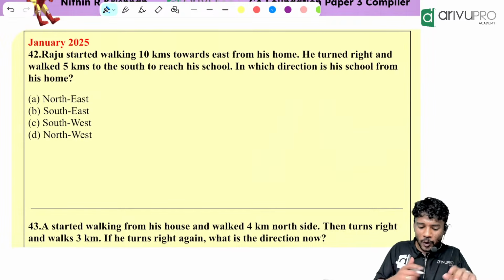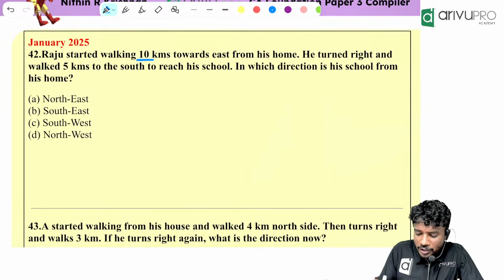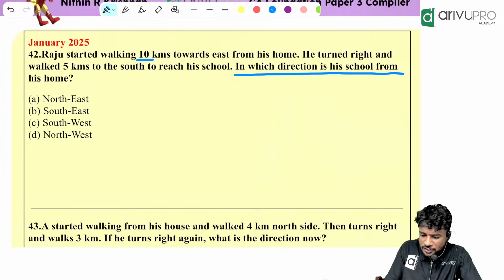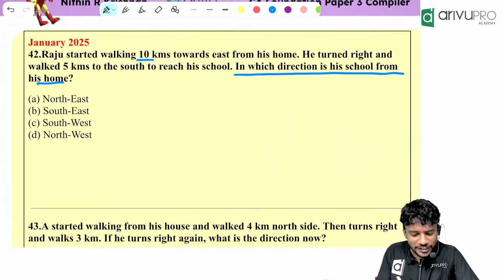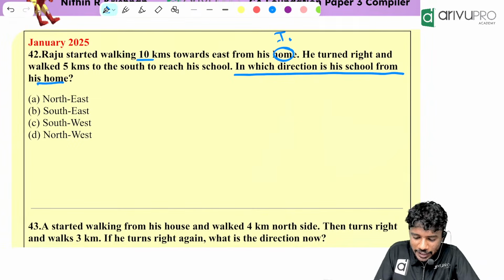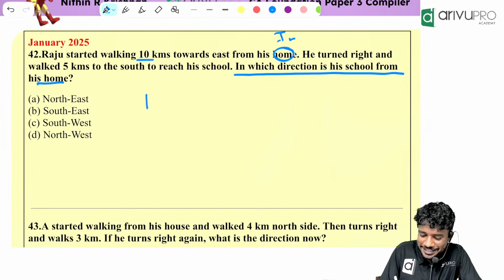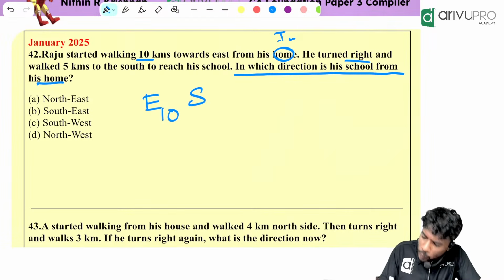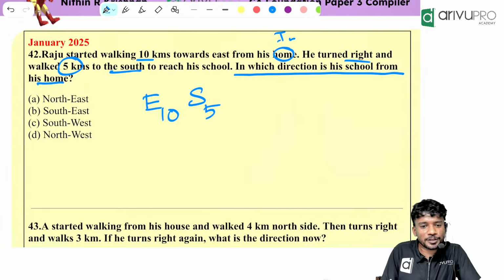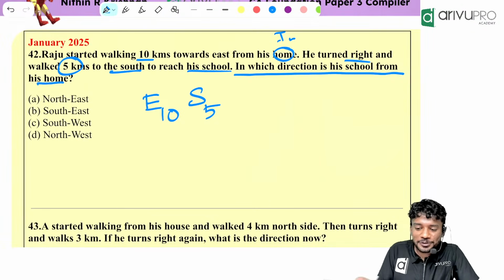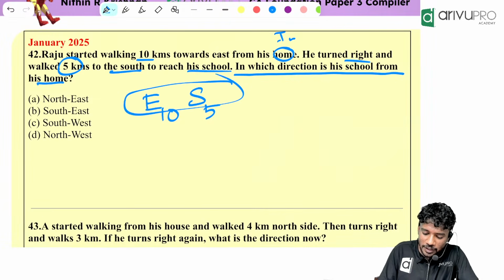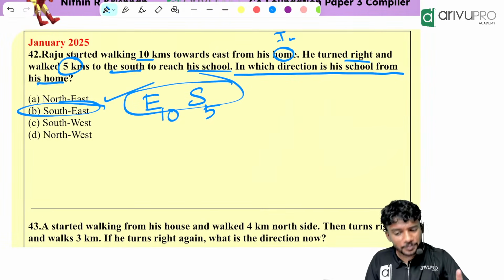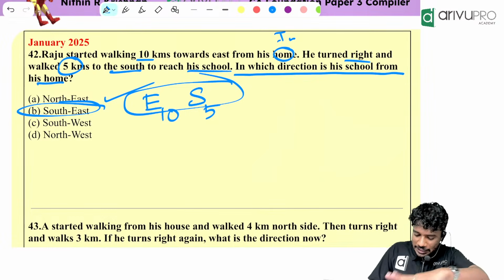Now, Raju started walking 10 kilometers. First, we will read what is given. In which direction is the school from his home? Home we will always take as what, people? The initial point. Then Raju started 10 kilometers east. So east how much, people? 10 kilometers. He turned right. Right of east is what, people? South. And walked how many kilometers? 5 kilometers. Then he went to the south also. They mentioned everything. Then to reach his house, which direction is it? South, east direction. Option B is your answer. Very, very direct. Next one.